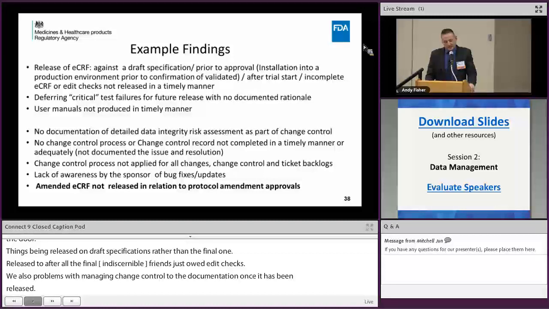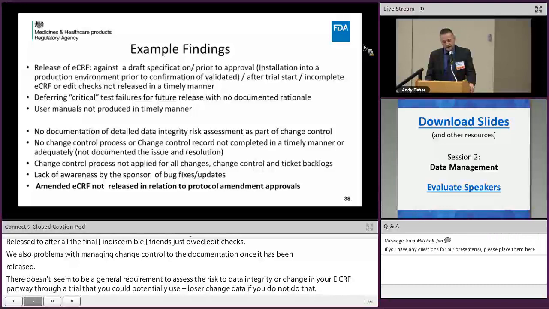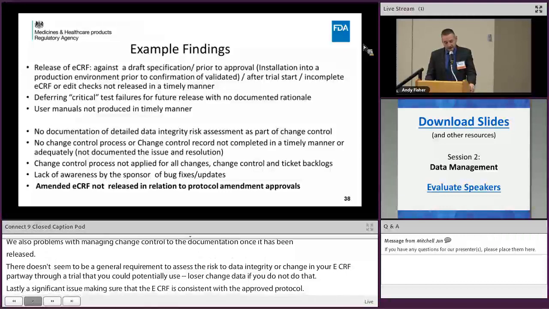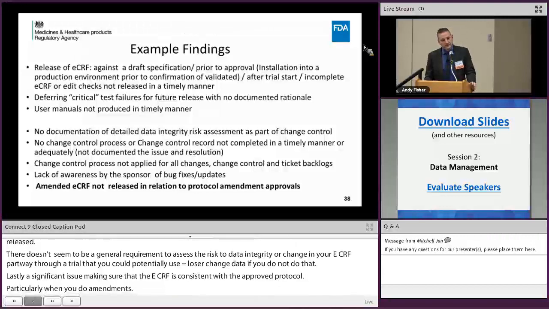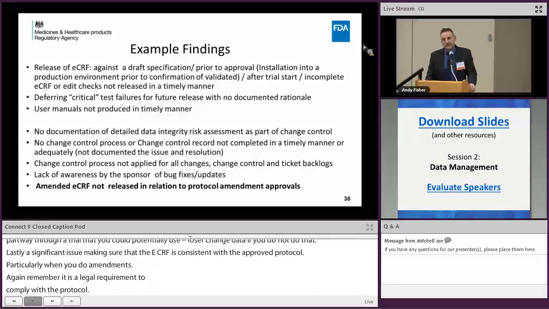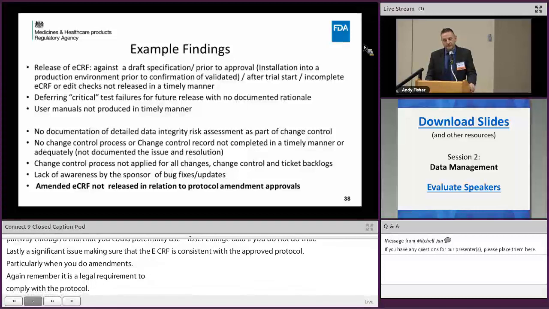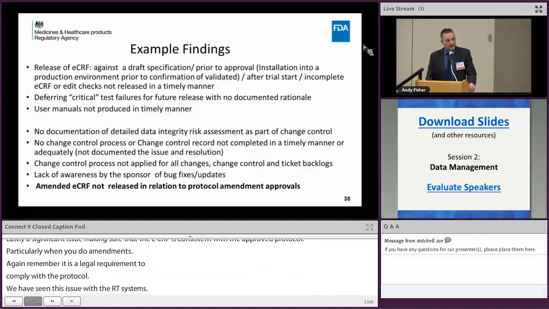And lastly, a significant issue is making sure that the eCRF is consistent with the approved protocol, particularly when you do amendments. Again, remember it's a legal requirement to comply with the protocol. We've also seen this issue for IRT systems, so we've seen a case where the IRT system wasn't calculating the dose of an IMP in the same way that was specified in the protocol. It was inconsistent.